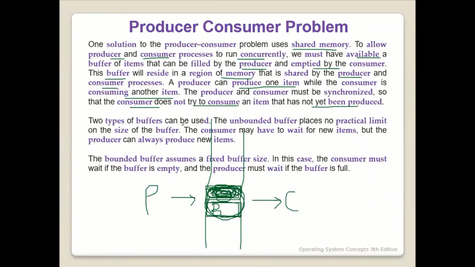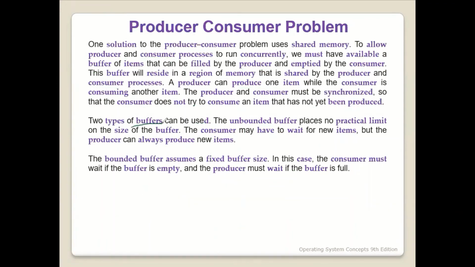So two types of buffer can be used, so as not to have any confusion. So how can they synchronize? Two types of buffer we will be using. The unbounded buffer places no practical limit on the size of the buffer. So unbounded means there is no limit for the buffer. Meaning to say there is no range. So what do you mean by no range? It's not like there is a starting location and an ending location. There is no such starting and ending location. That is what you call no limit on the size of the buffer. That is what an unbounded buffer is.